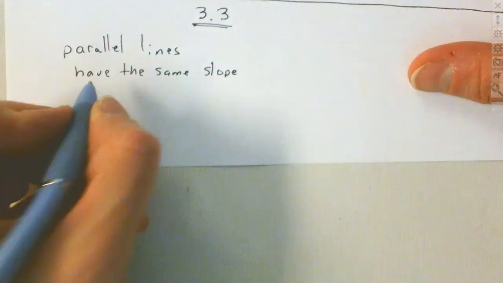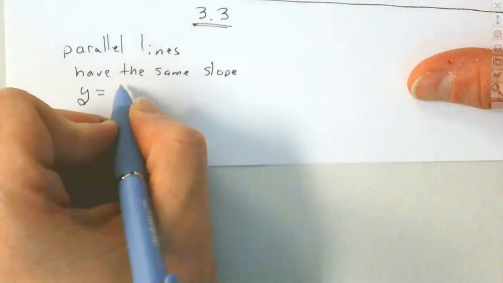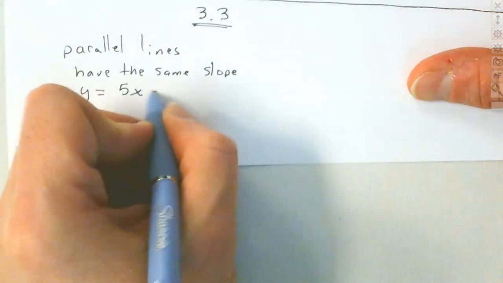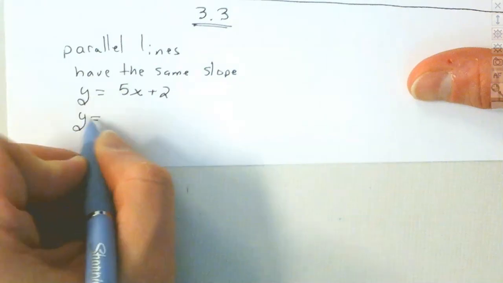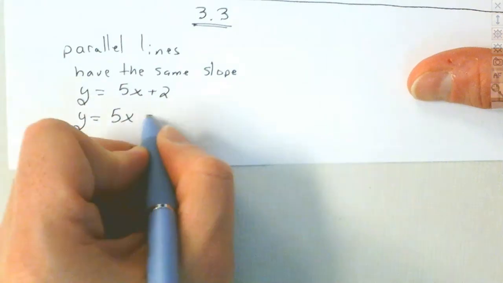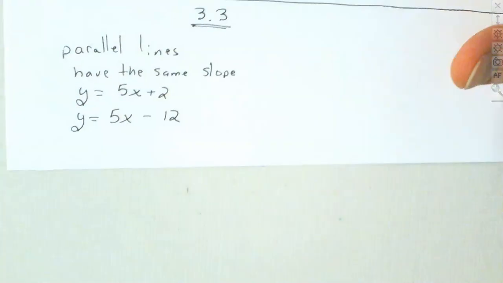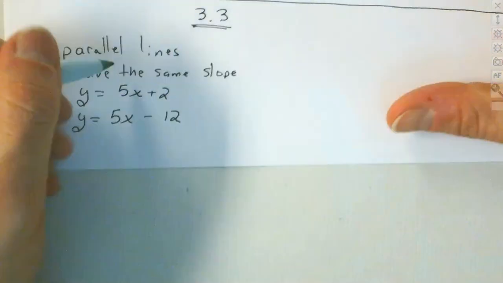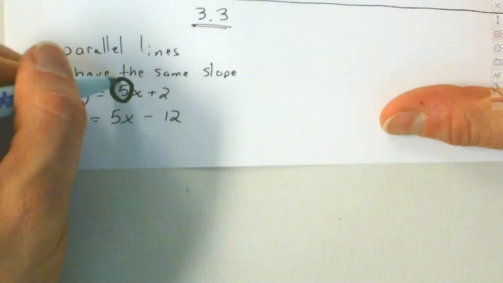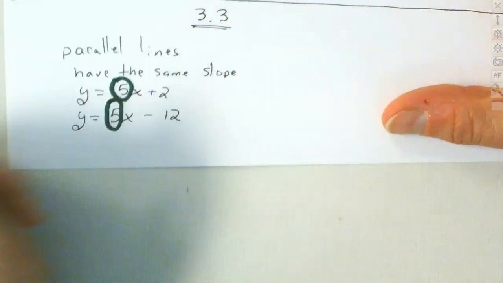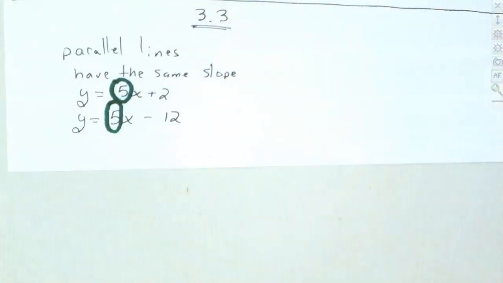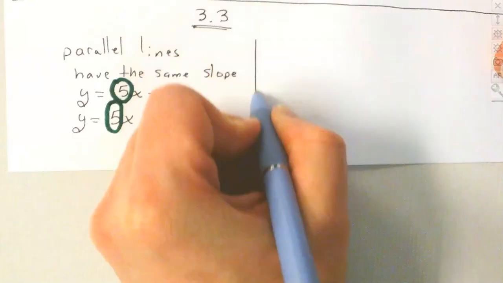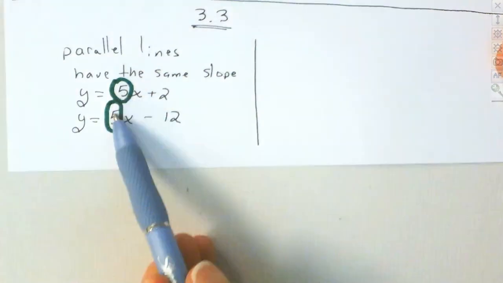So parallel lines, they have the same slope. So these lines would be parallel. Y equals 5x plus 2, and y equals 5x minus 12. These lines would be parallel because look at the number in front of the x. These numbers are the same, all right? And if they are the same, they are parallel. So parallel lines, they have the same slope, the same value when you solve for y.